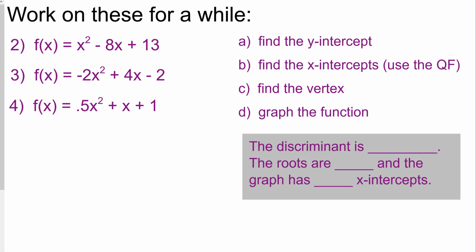Okay, we're going to throw a bunch of ideas together and kind of bring this chapter all together from the beginning. So I'm giving you 3 problems to work on, and in each one, I want you to find the y-intercept. So remember, that's where x equals 0. Find the x-intercepts. That's where y equals 0, so use the quadratic formula for that part. Find the vertex, and graph the function. And then we'll discuss what the discriminant is doing and how that impacts how the graph looks. So I would recommend that you pause and give all of these a try.